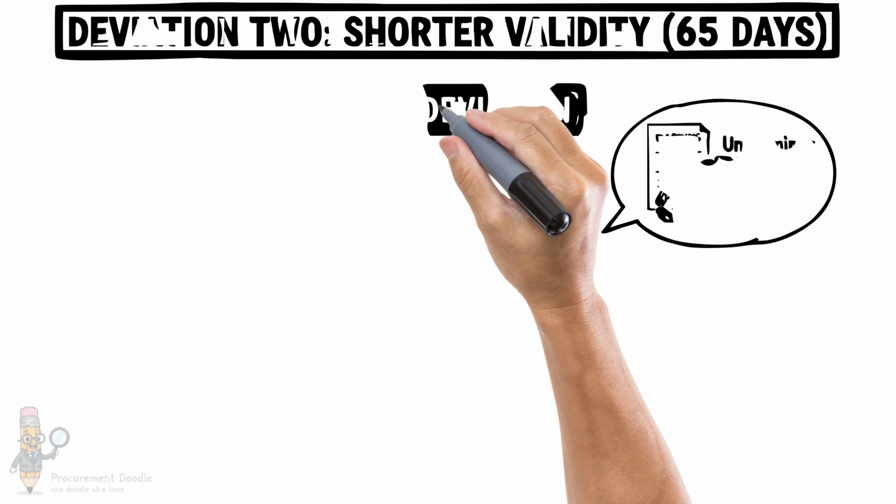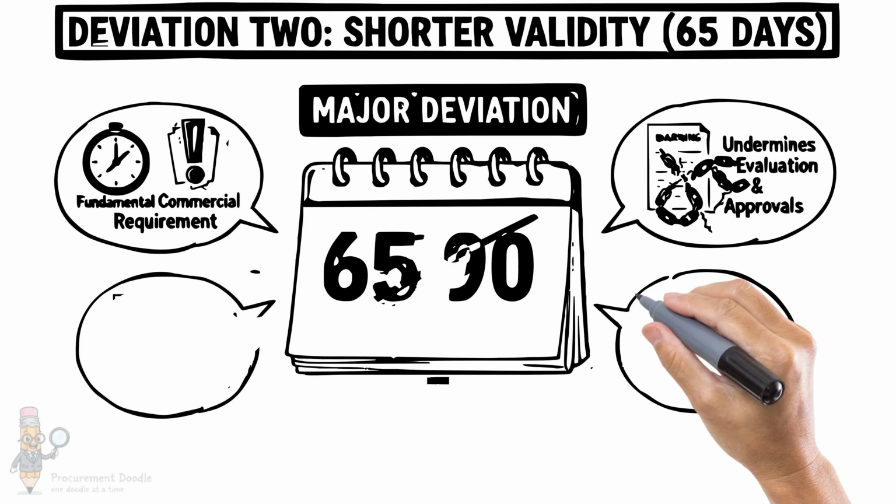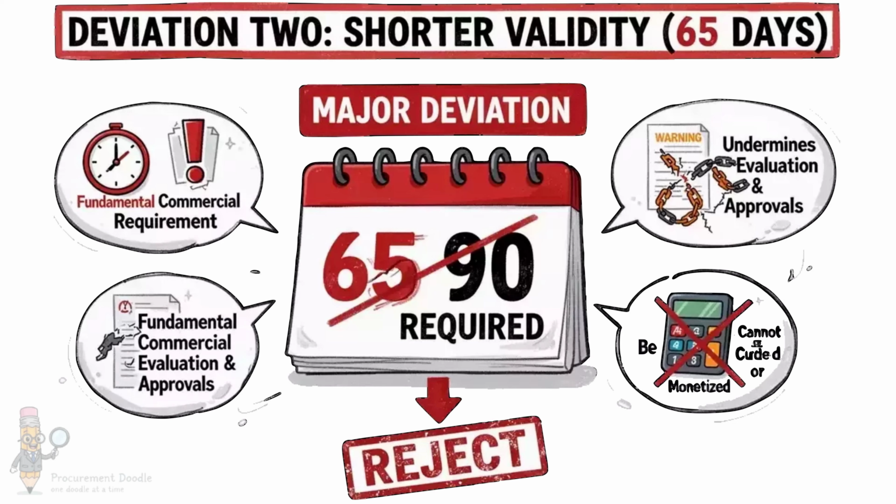Deviation 2. A 65-day validity instead of 90. This is a major deviation. Bid validity is a fundamental commercial requirement. A shorter period directly undermines the procuring entity's ability to complete the evaluation and obtain approvals. It cannot be cured or monetized.